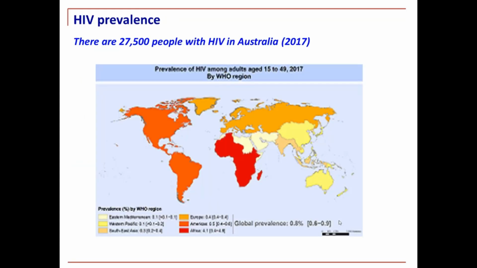So if we're looking at the prevalence, this image is a World Health Organization diagram showing how prevalent it is. Sorry, it's a little bit blurred, so it's hard to read. But you can see that Africa has the highest prevalence, then the Americas, and then Europe. And then obviously you can see down in Australia, very few people are infected, which is good news for people in Australia. Having said that, there are still about 27 to 30,000 people with HIV in Australia. So it's still a relatively high number of people.